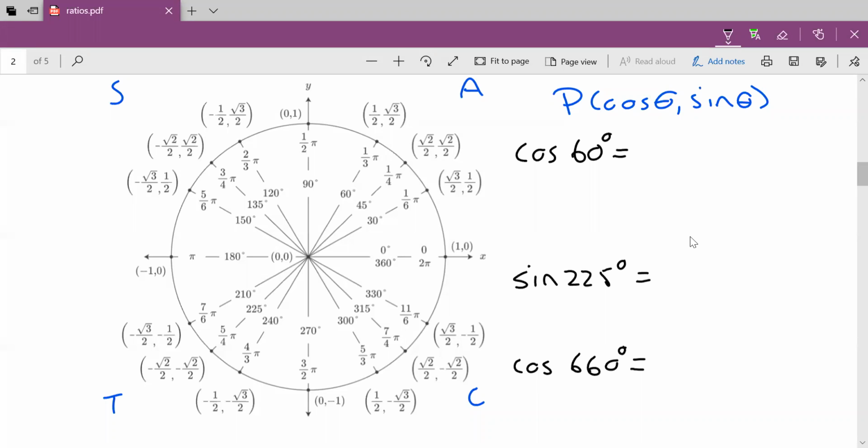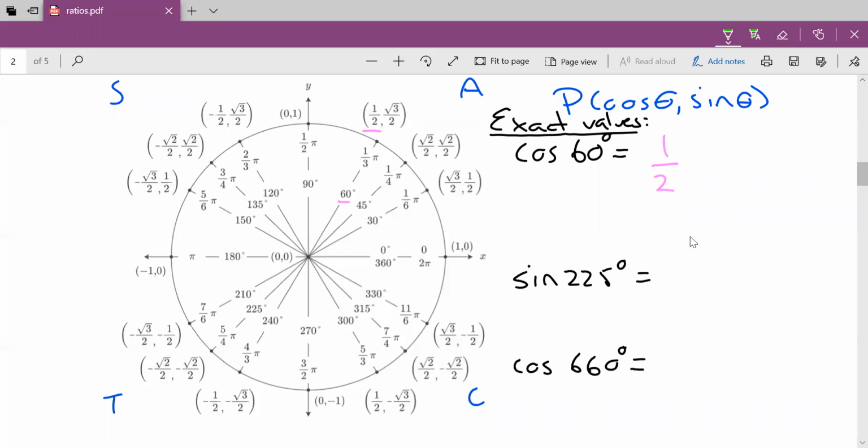Okay, let's take a moment and we're going to find the exact values of the following 3 trigonometric ratios: cosine 60, sine 225, and cosine 660. So when I see the words exact values, the first thing I want you thinking is, let's go look at our unit circle. So I go to 60 degrees right there. It says cosine. Cosine is my x value. So cosine 60 degrees is 1/2. Done. Easy peasy. We don't need a calculator. Let's try the next one.